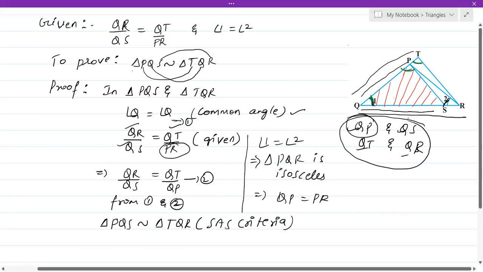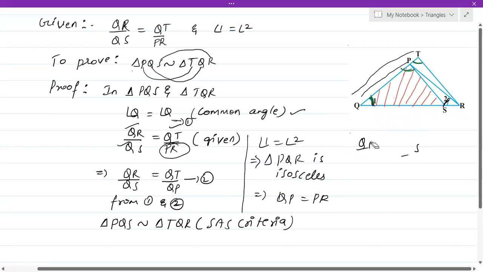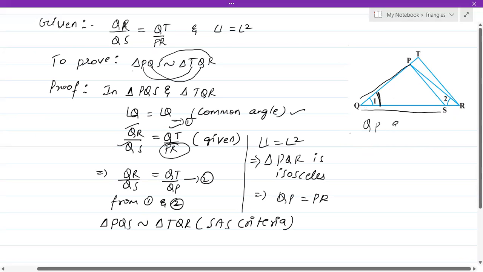Now let me repeat it again. What is SAS criteria? One angle should be equal. Let me erase all the stuff. If you observe this angle Q, it is common to both the triangles. Okay, one angle is equal. What are the sides containing the angle? In triangle PQS, QP and QS are the sides containing the angle. Similarly, in the big triangle, QT and QR are the sides containing the angle.